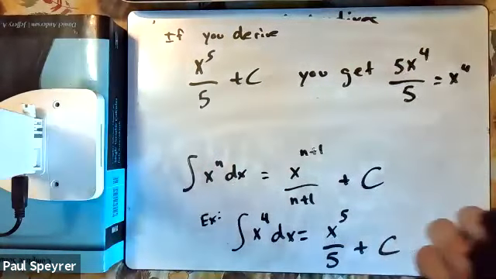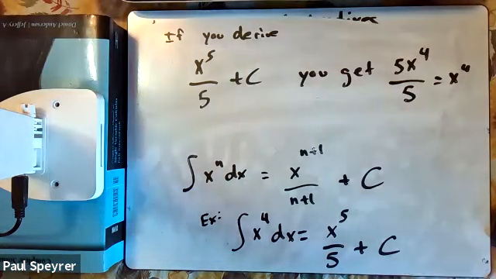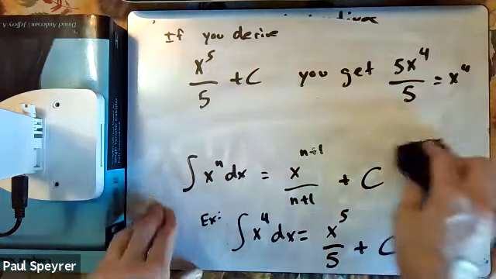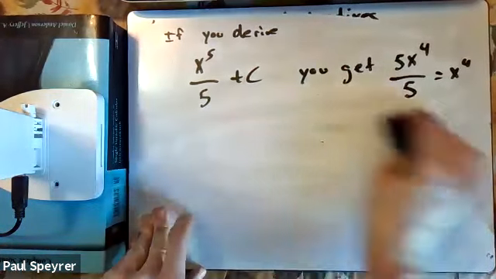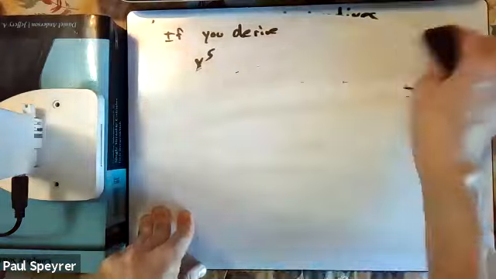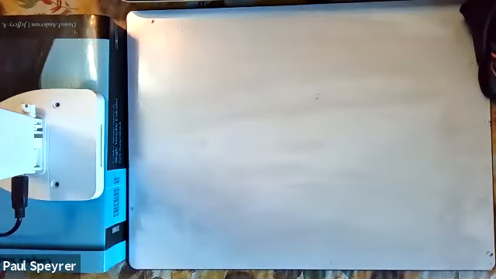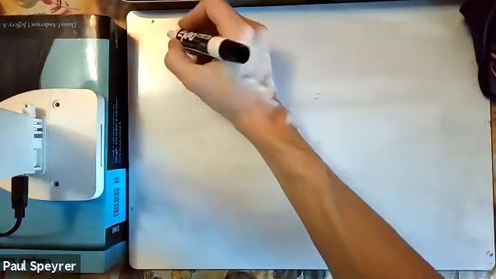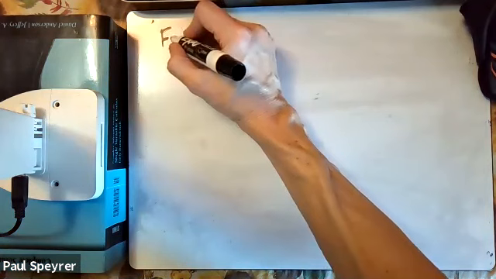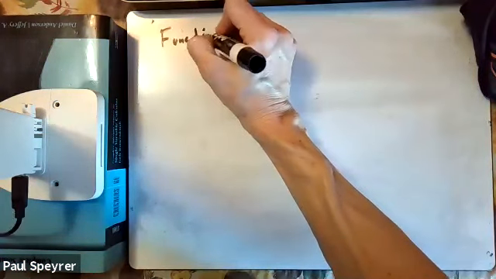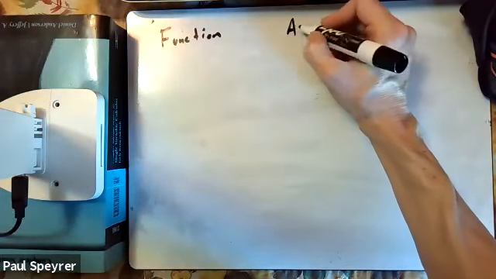So let's talk about what are some other things that we can integrate, because I only mentioned algebraic expressions. What about trig? Do trig functions have antiderivatives? Yeah, definitely. Exponential functions have antiderivatives as well. So I'm just going to make a little list of common ones that you'll see. I'll make a table.